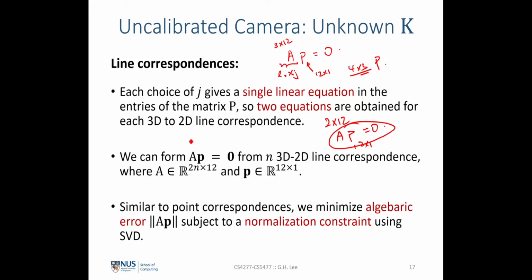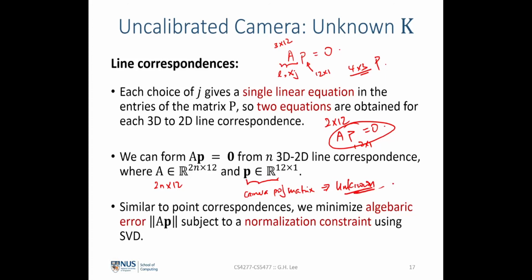can form a 2n by 12 A matrix by stacking every two constraints from a single 2D to 3D line correspondence together to form the A matrix, where P here remains at 12 by 1, and this here represents the camera projection matrix, which is unknown here. And this is what we want to find out.